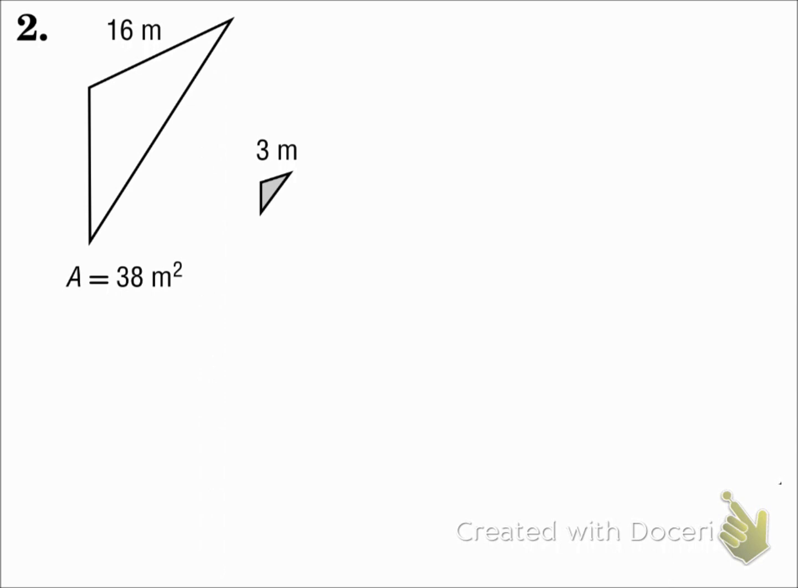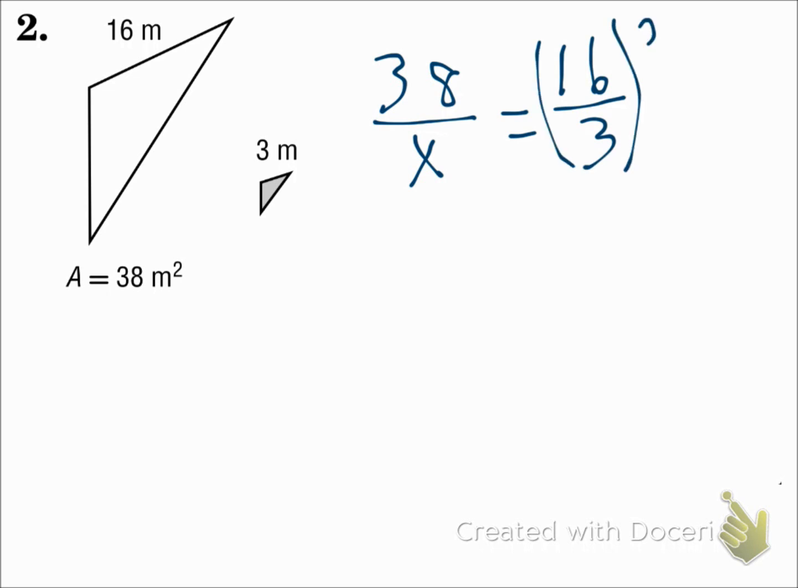Number 2, find the area of the shaded figure. Make your first fraction areas, area of the left over area of the right. We don't know the area of the right, so that's x. The first fraction is left over right, so the second fraction is left over right, side over side. And remember to square the fraction with sides. Since area is squared units, square the sides to make it squared units as well.